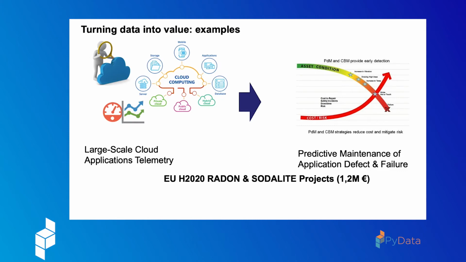RADON and SODALITE are two of the 7 currently active research projects funded by the European Union in the Horizon 2020 framework program. Both projects reflect using large-scale cloud applications, either in the scope of serverless computing for the RADON project or in the scope of high-performance computing for the SODALITE project, to carry out predictive maintenance and proactive application defect and failure analytics in the scope of large-scale cloud applications. So this is just one example of the projects that we are conducting.